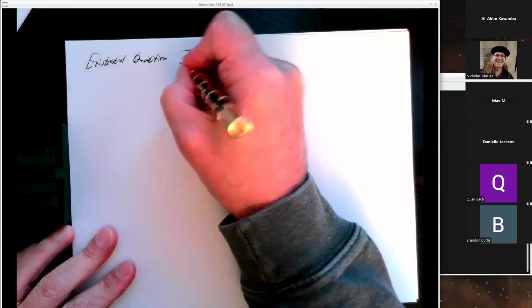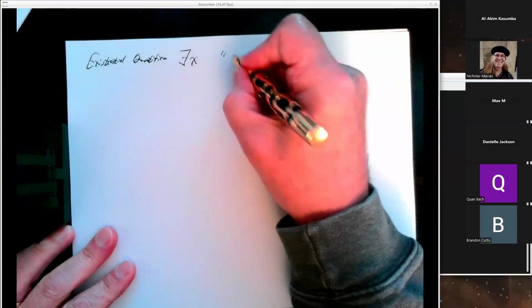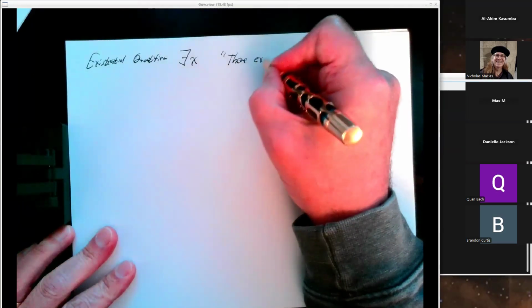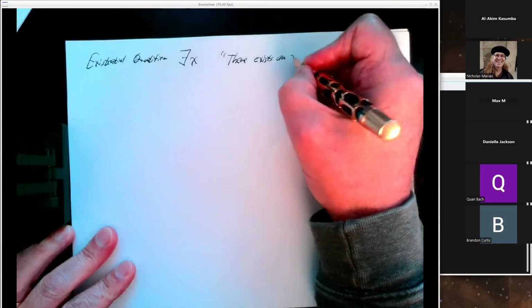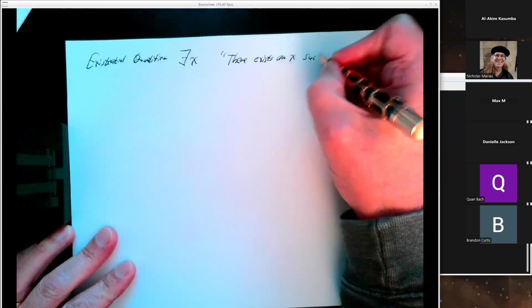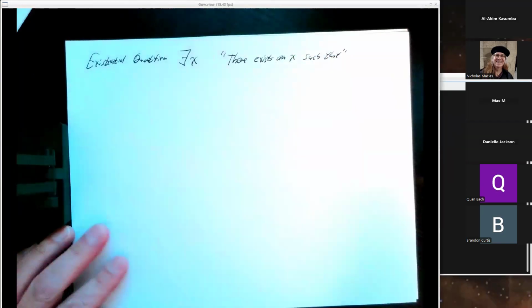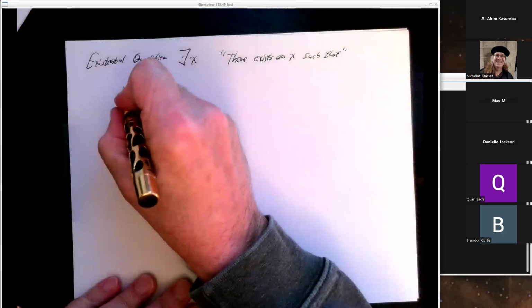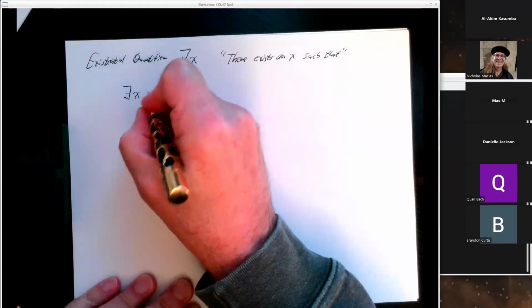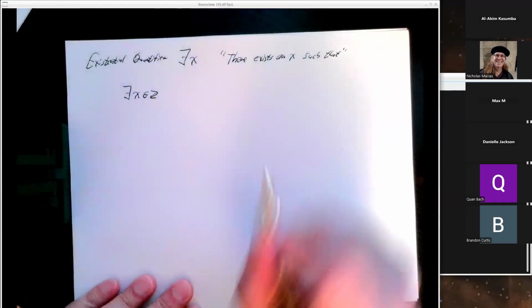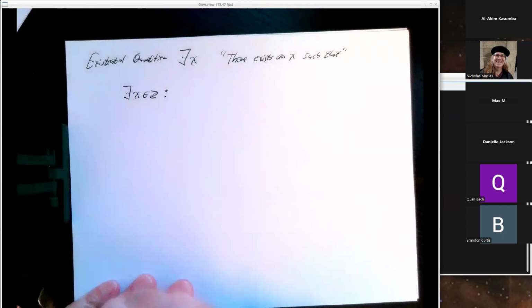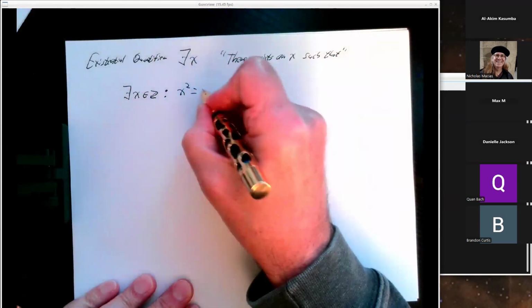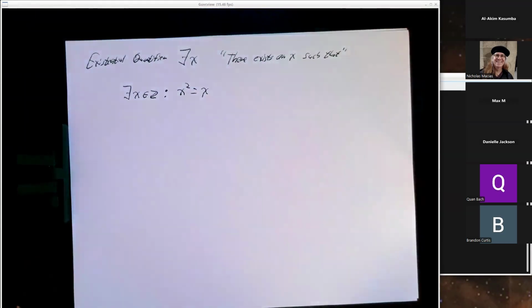And we write that as a backwards E. And that means there exists an X such that something. So for example, there exists an X, and I'll go ahead and put a universe down here. There exists an X contained in Z such that X squared is equal to X. So this is the proposition that there's an integer equal to its square.